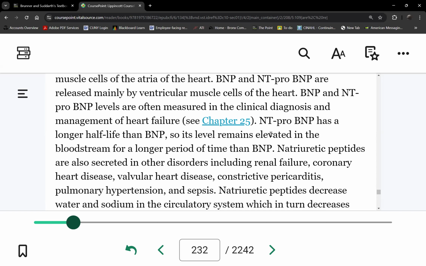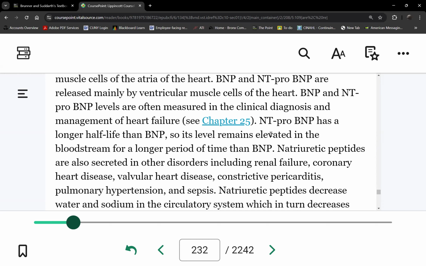So what will happen to the fluid volume in the body during heart failure? If the patient is in heart failure, are they in fluid deficit or fluid overload? Fluid overload. Okay, because again, this is automatic. So it becomes a snowball effect.